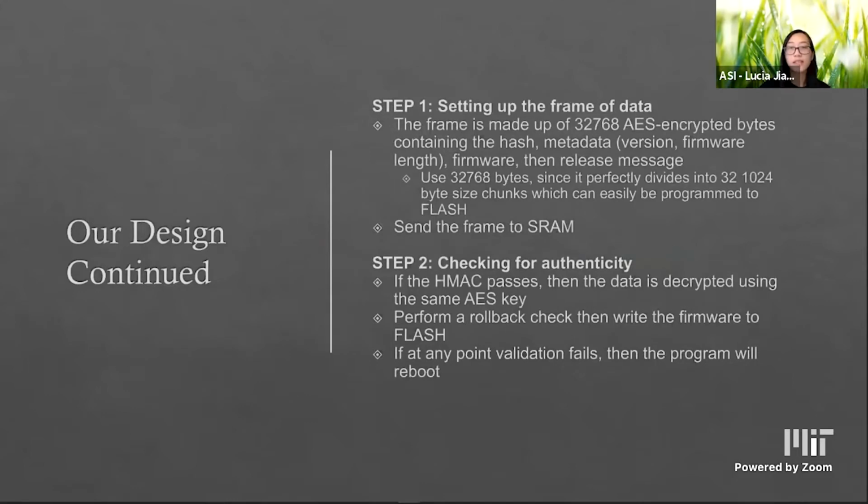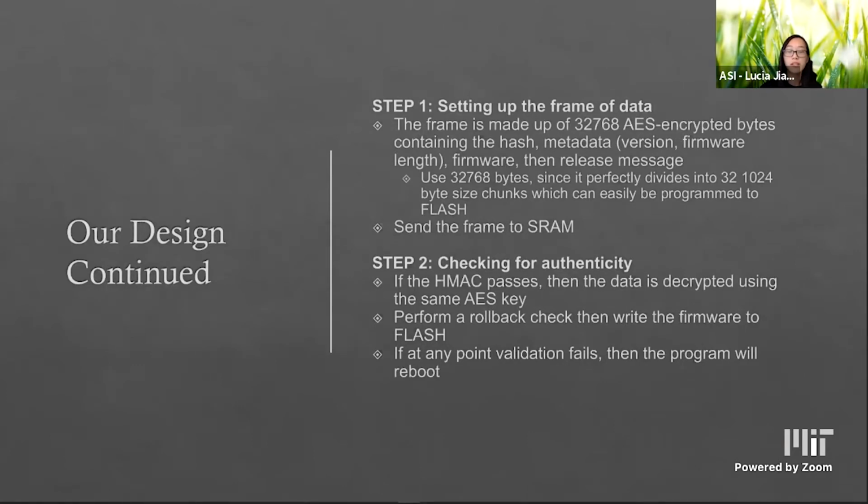So our design, step 1, is setting up the frame of data. Our frame is made up of 32,768 bytes containing the hash, metadata, firmware, and the release message. We chose this number because it divides perfectly into 1024 size chunks, which can be easily programmed into Flash. After the frame is all set up, it's sent to SRAM.